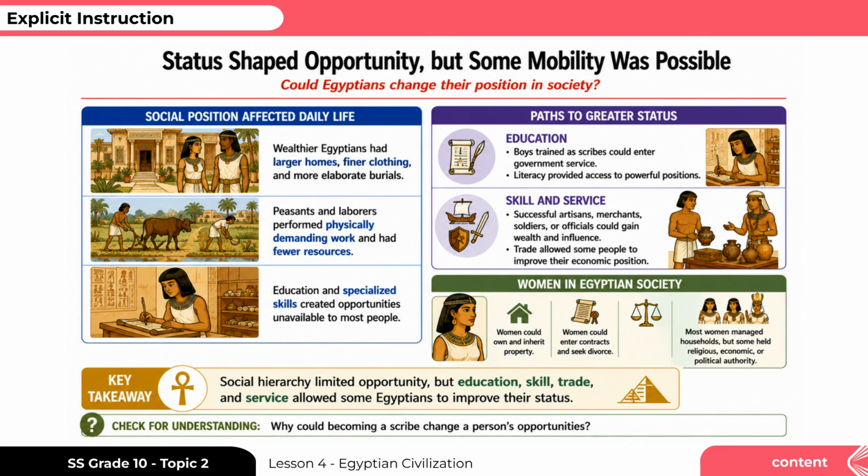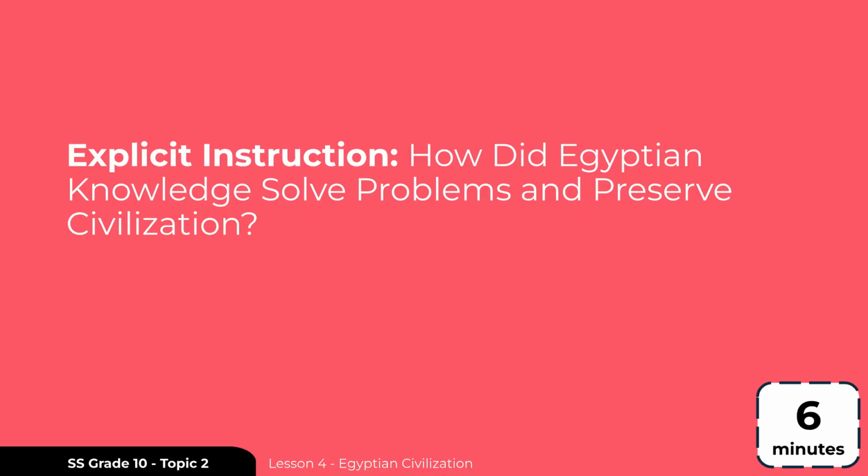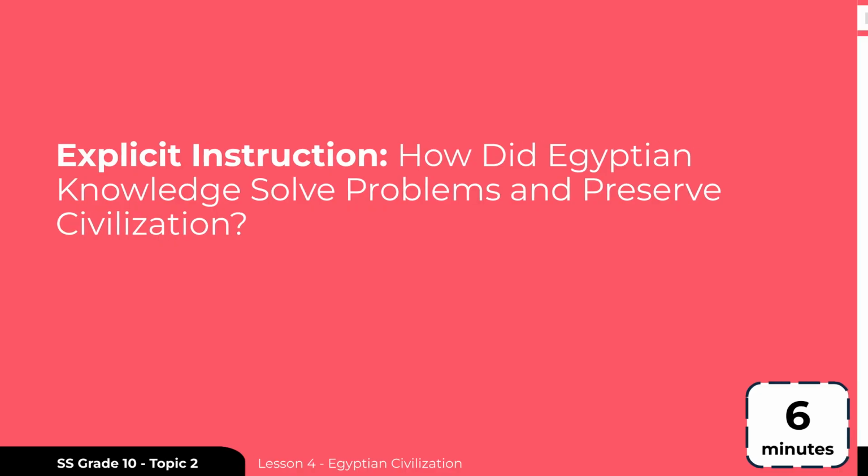Egyptian women could own and inherit property, enter contracts, and seek divorce, although most women managed households. The key idea is that mobility was limited, but education, skill, trade, and service allowed some Egyptians to improve their position. Next, we will look at how Egyptian knowledge served to solve practical problems and preserve their civilization for posterity.